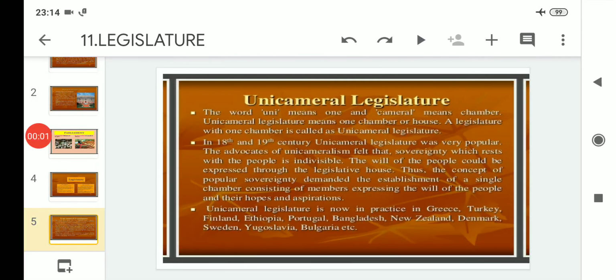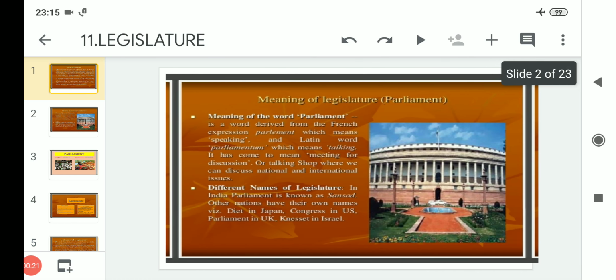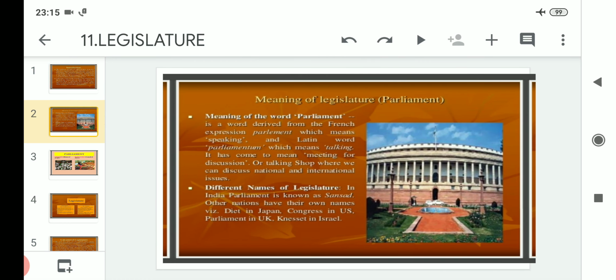Hello students, welcome to the Political Science class of class 11 arts, and today we will start with another topic from chapter number 3, that is Legislature. So previously we completed the introduction part. After that we read about the meaning of the legislature, that is Parliament.